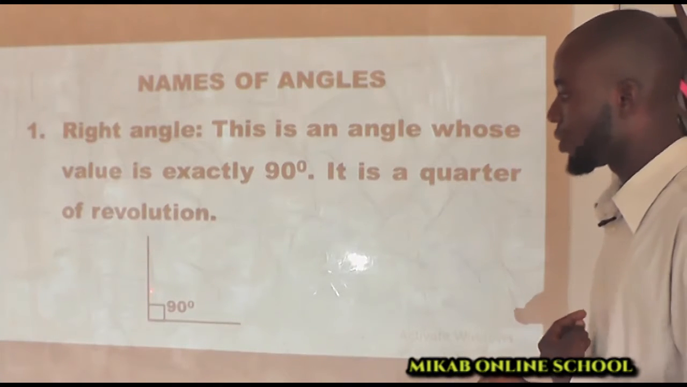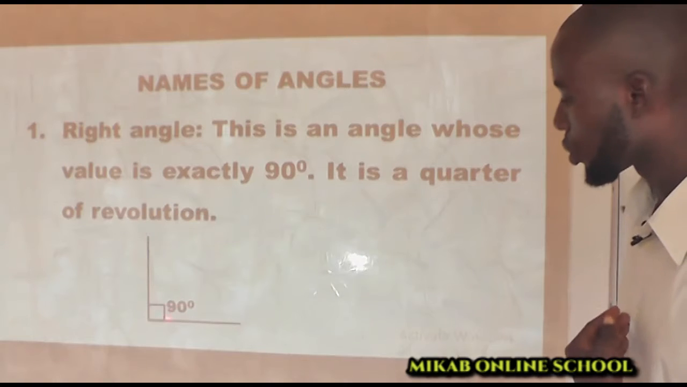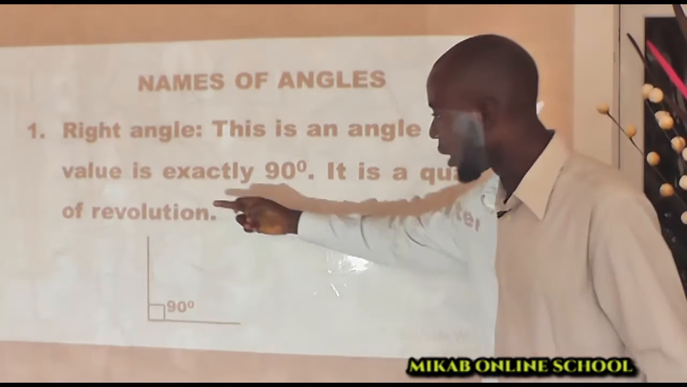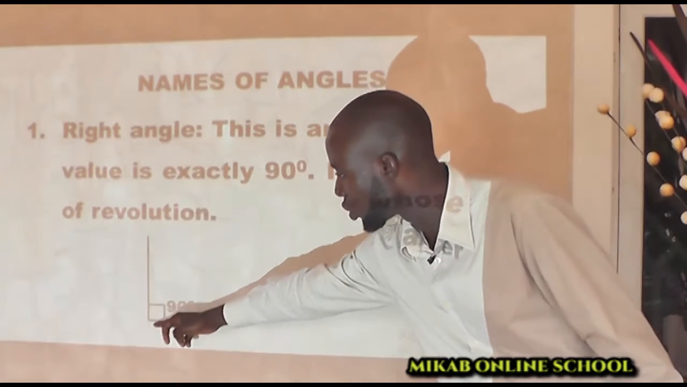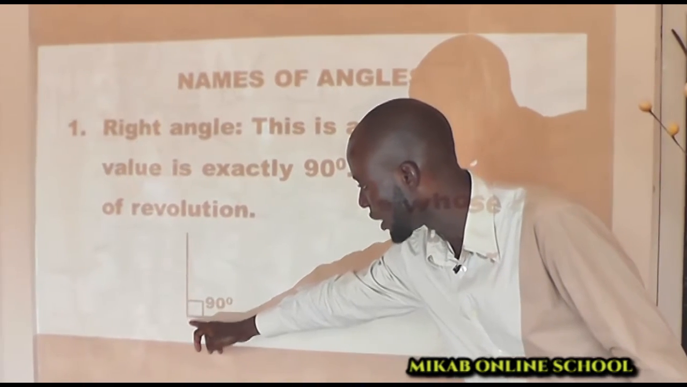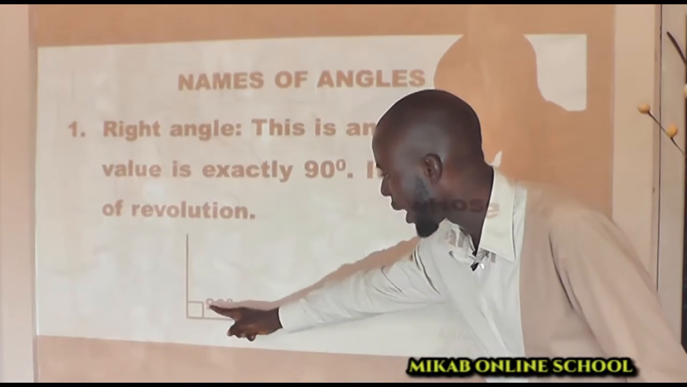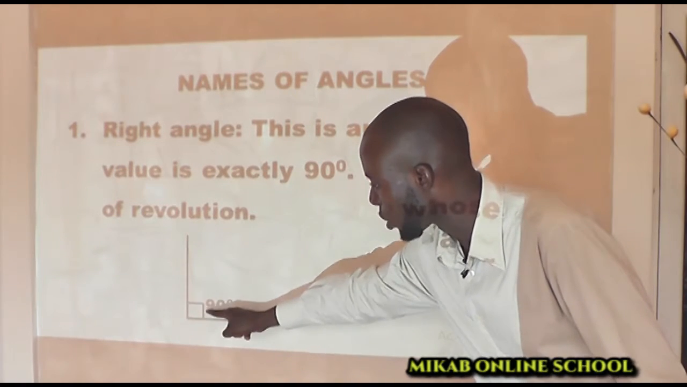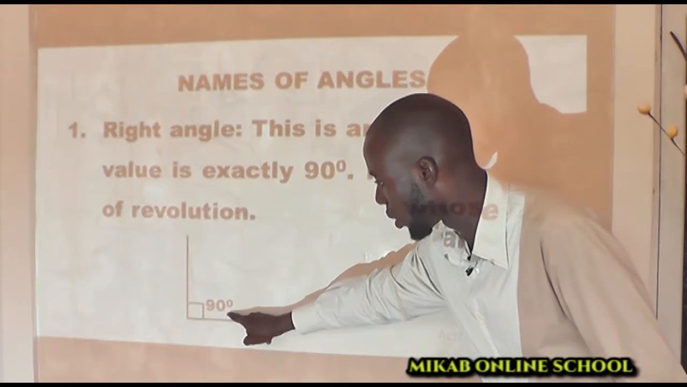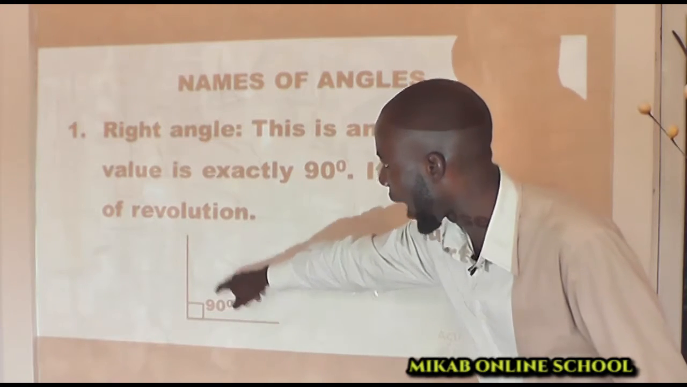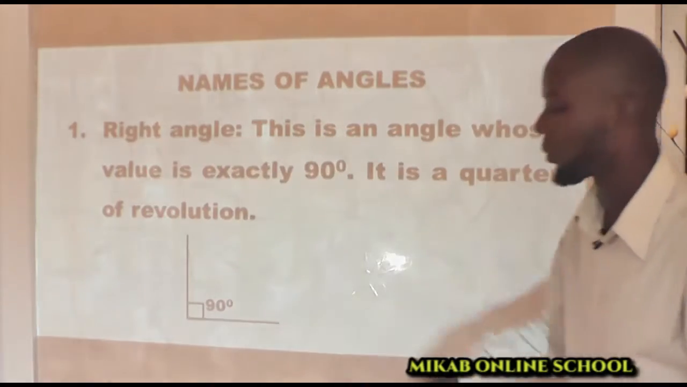And if you are talking about a right angle, this is how to identify a right angle. A right angle is drawn: this line is perpendicular to this line going this way. And the angle at this point where the two of them meet is called 90 degrees. And this is termed as a right angle.